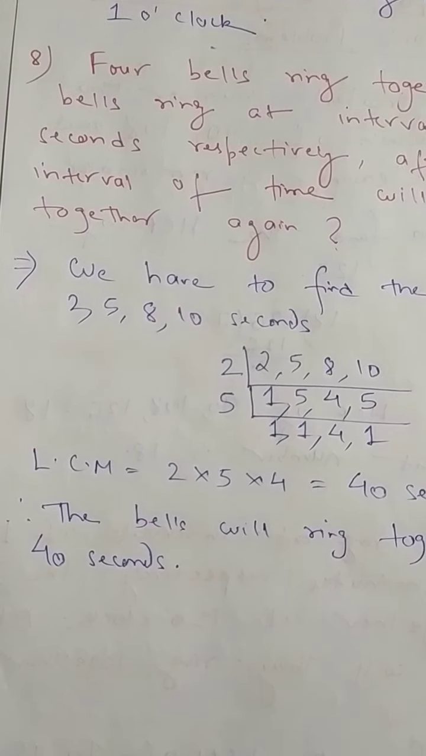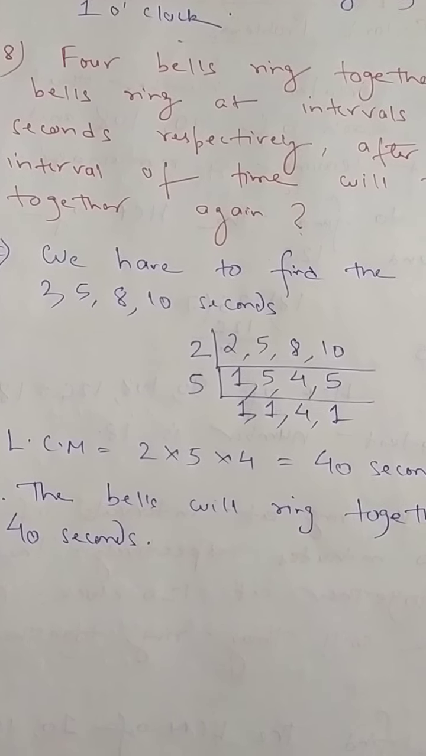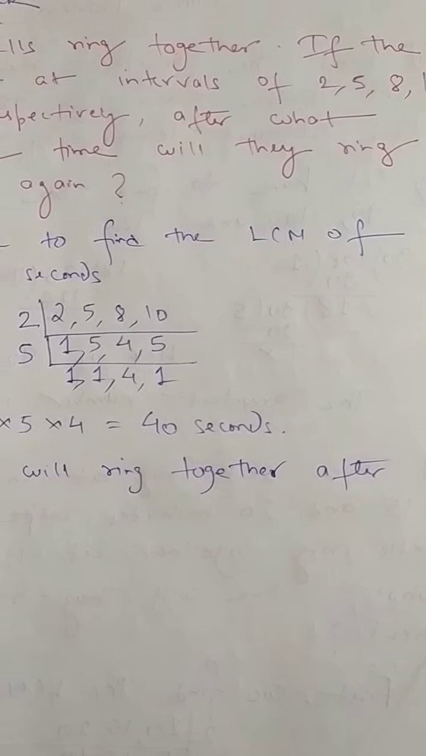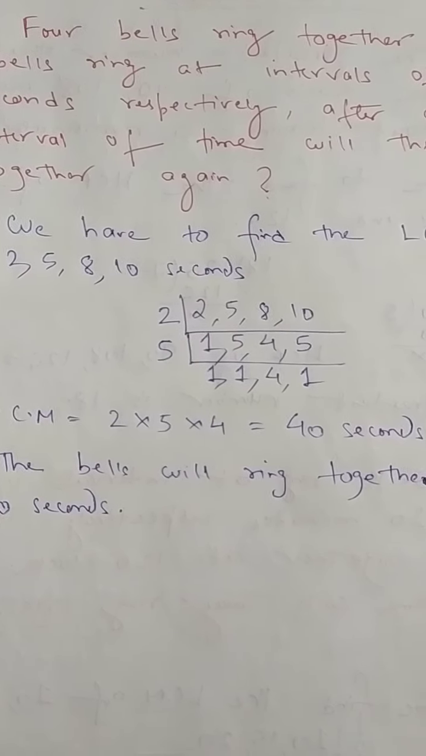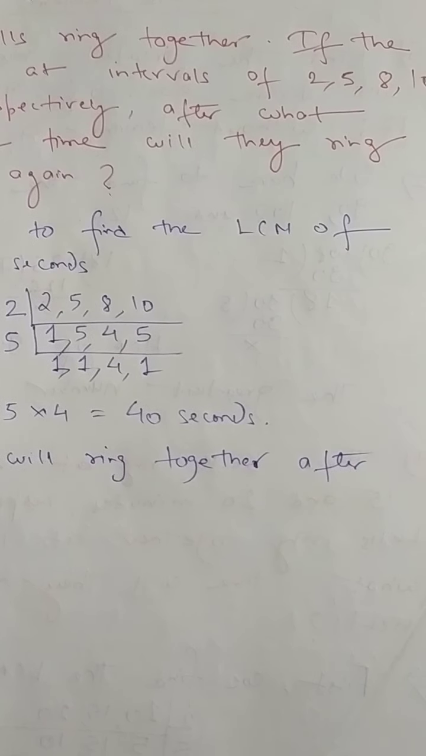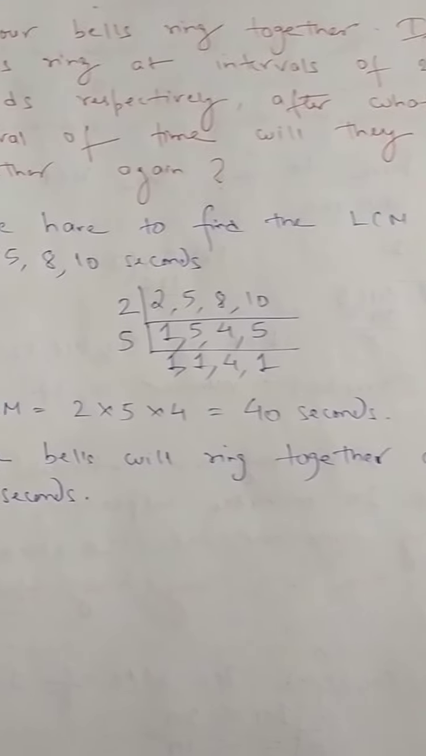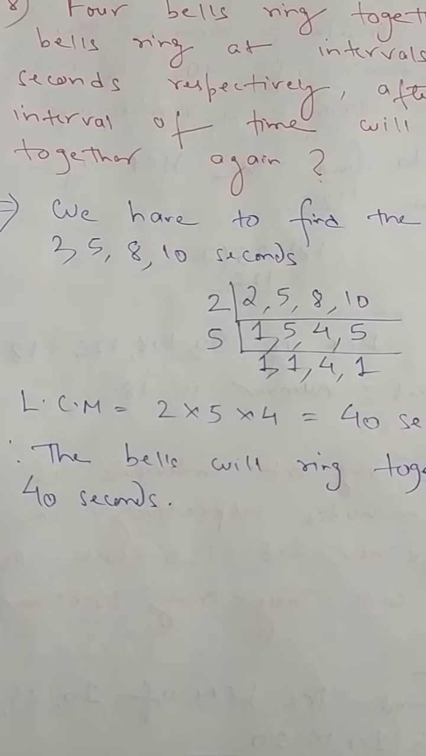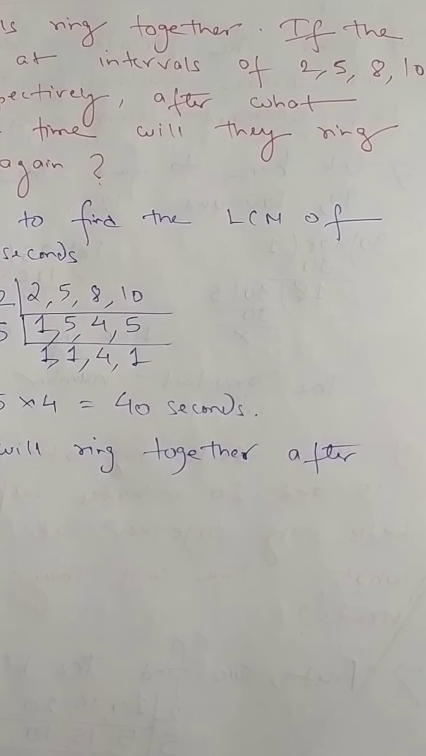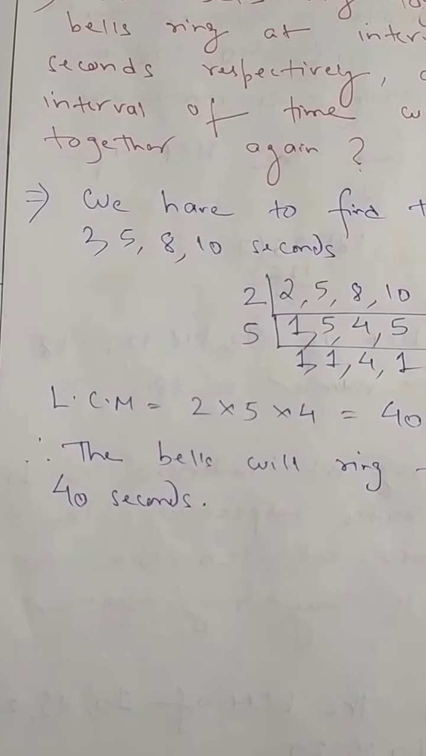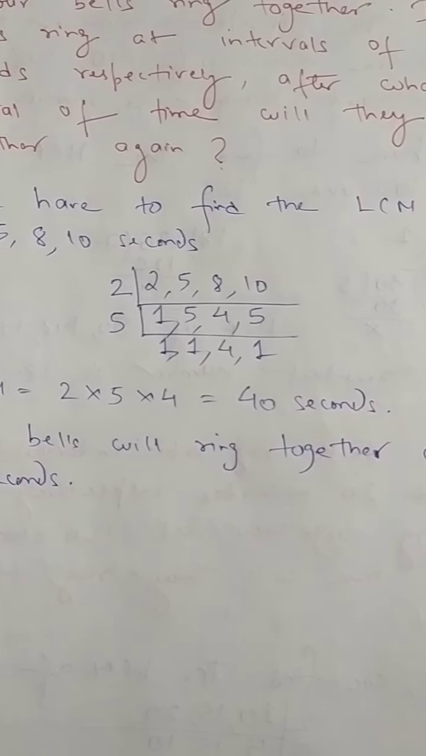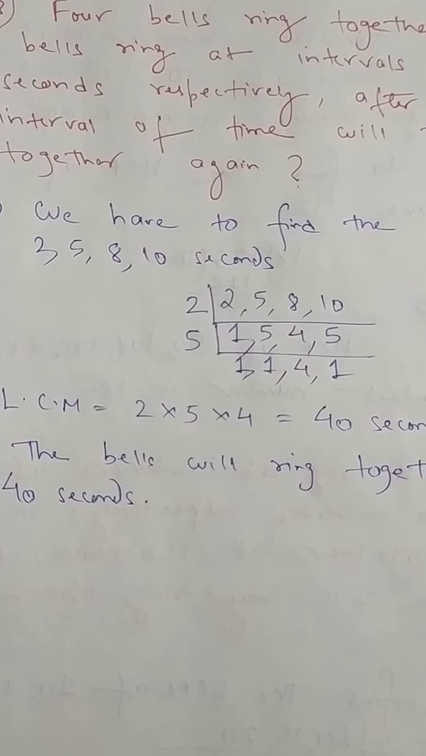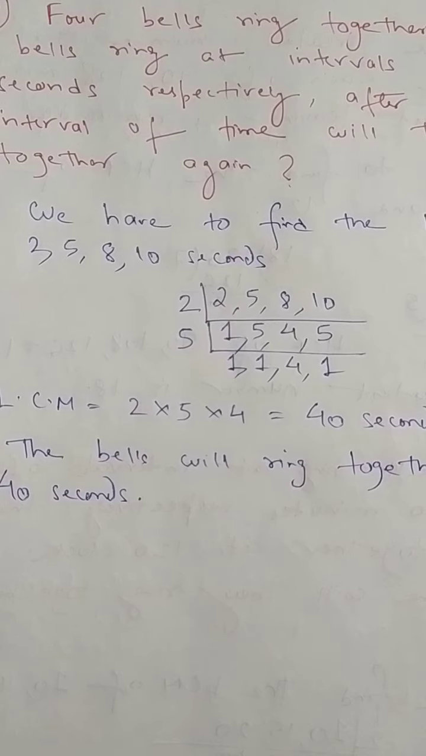Now a similar type of question, number 8. 4 bells ring together. If the bells ring at intervals of 2, 5, 8, 10 seconds respectively. Now they are ringing at intervals of seconds, whereas previously it was minutes. After what interval of time will they ring together again? Now again the same procedure. First you have to find out the LCM of 2, 5, 8 and 10.